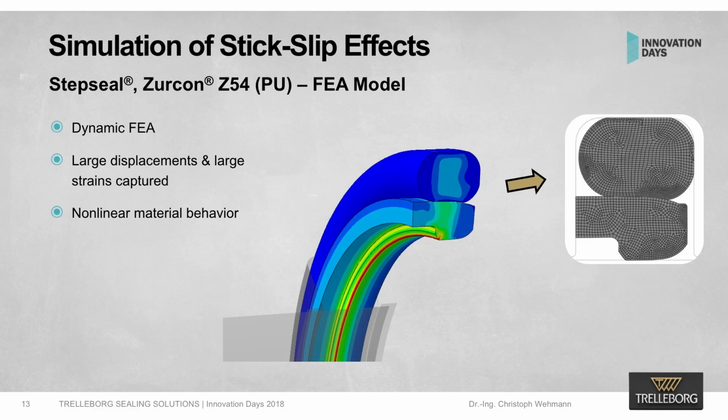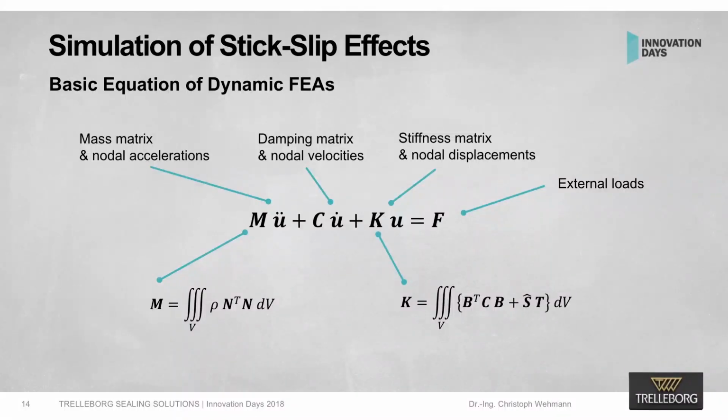It's important we have to do a dynamic FEA here. So as stick slip is of dynamic nature itself, we have to model the fully dynamic situation. Of course, we have to consider large displacements, large deformations, because we have typical sealing materials like our elastomer in the O-ring, which is really deforming quite heavily, and we have nonlinear material behavior. We have to model these things quite correctly to get a good result out of it.